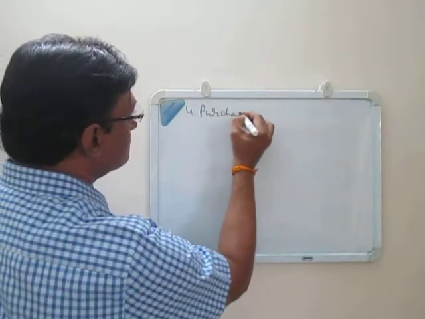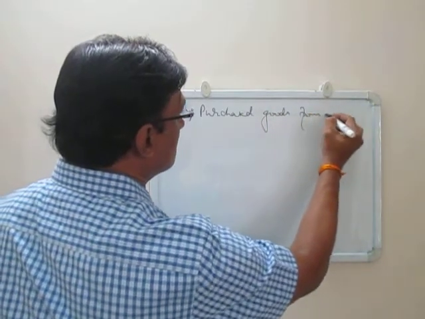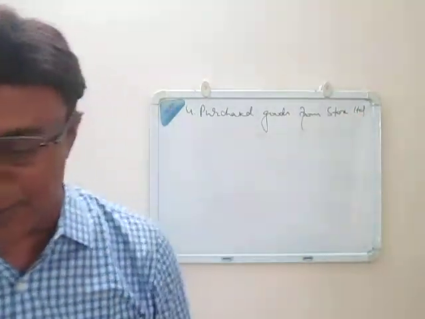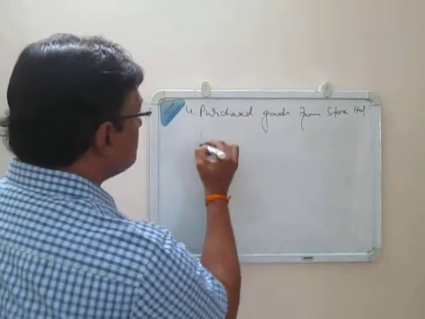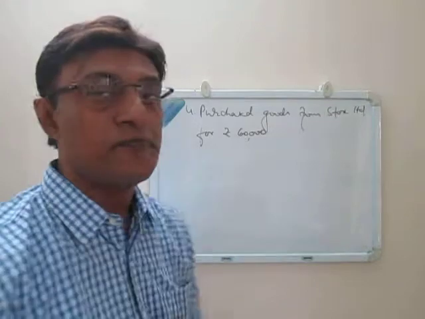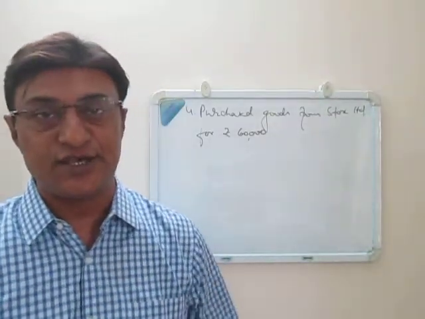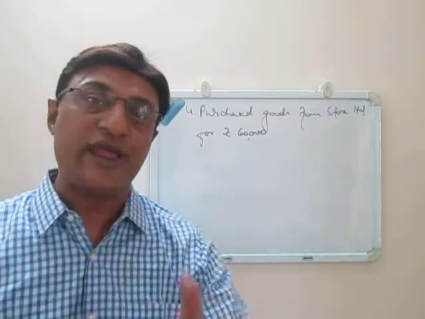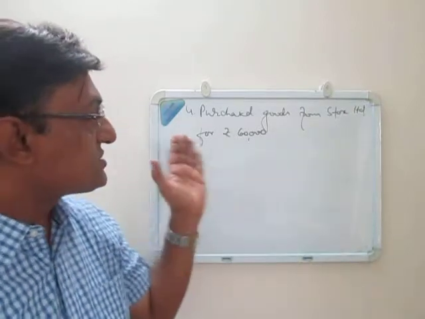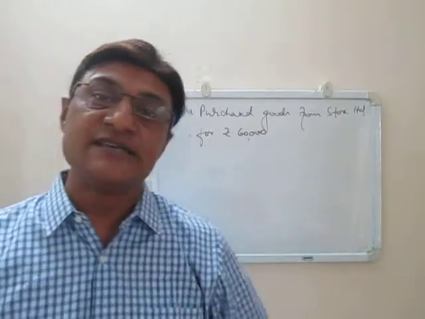Purchased goods from Stocks Limited. I'm just taking an example. For rupees 60,000. This is a business transaction. It is a purchase of goods, stock or inventory, inputs. The business purchased goods from Stocks Limited for rupees 60,000.